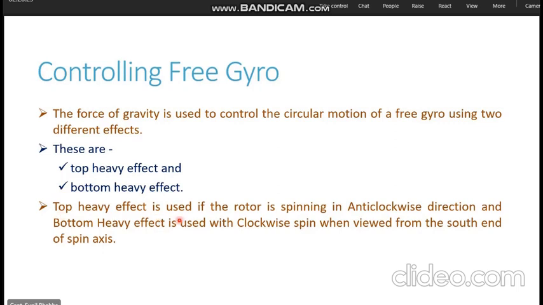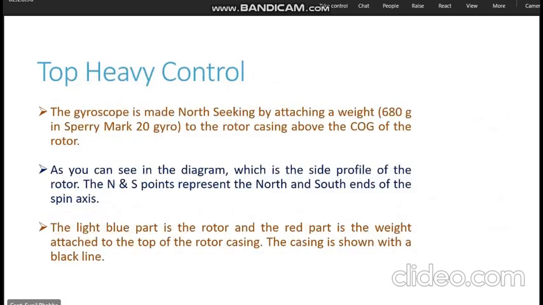The top heavy effect is used if the rotor is spinning in anti-clockwise direction, and the bottom heavy effect is used with clockwise spin of the rotor when viewed from the south end of the spin axis. Let's now try to understand the top heavy control in a gyro. Till now we have seen the spin axis and rotor being fitted in an arrangement of gimbals, sets of ball bearings, gimbal rings, which give them 3 degrees of freedom.